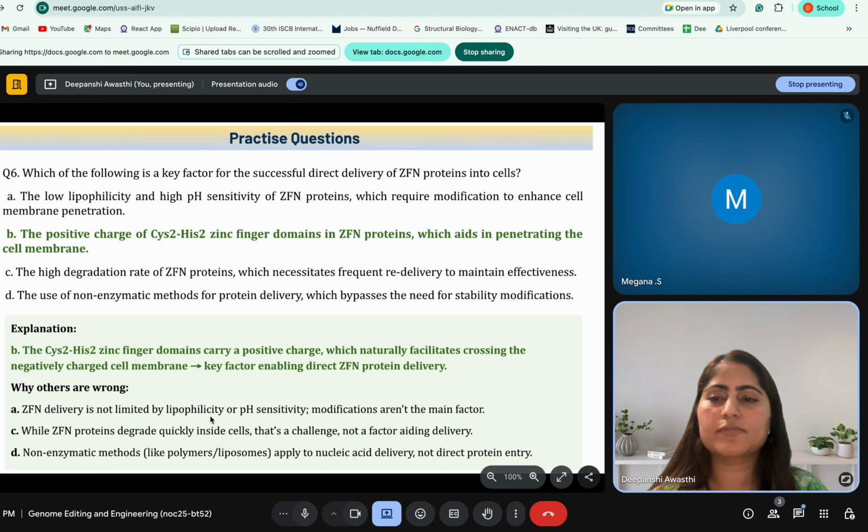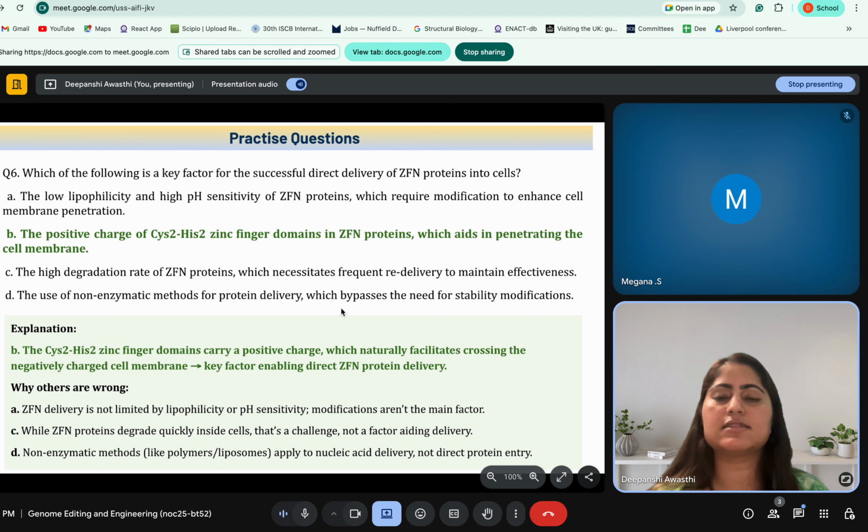And then, while the ZFN proteins degrade quickly inside the cells, that is a challenge and it is not the key factor in this delivery. And we have seen how, by modifying the lysine residues, we can make it more stable so that it does not get degraded. And then the non-enzymatic methods such as liposomes and all those things apply to nucleic acid delivery and not direct delivery.